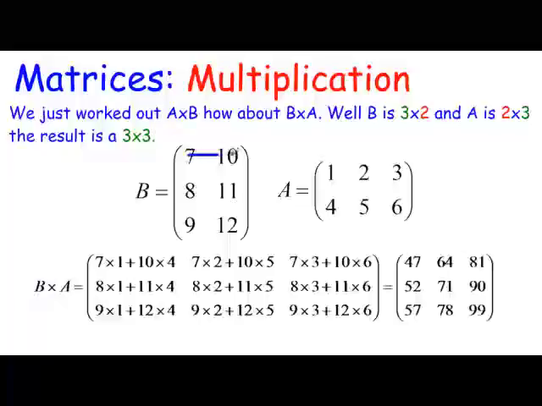Now let's do the second pour, which is still row 1 down column 2. So row 1, column 2 is 7 times 2 plus 10 times 5. 10 times 5 is 50, and 14, 64. And that's in row 1, column 2. Here it is, 64.